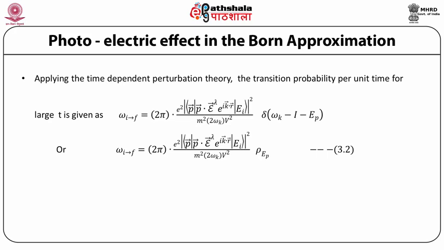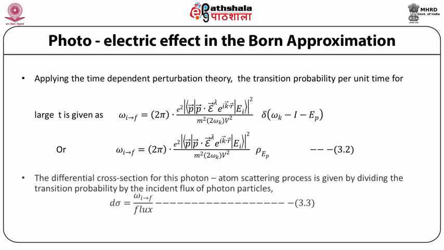The delta function is now replaced by the density of states for E_p. The differential cross section for this photon-atom scattering process is given by dividing the transition probability by the incident flux of photon particles, or dσ = ω(i→f), the transition probability for i going to f, divided by the flux.